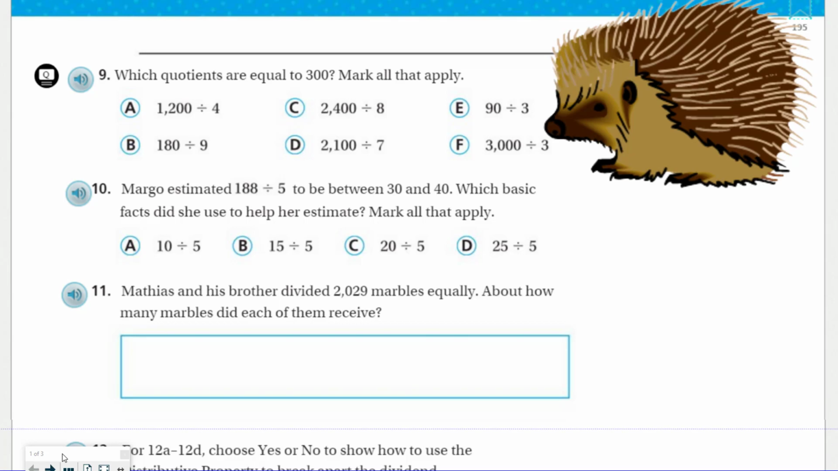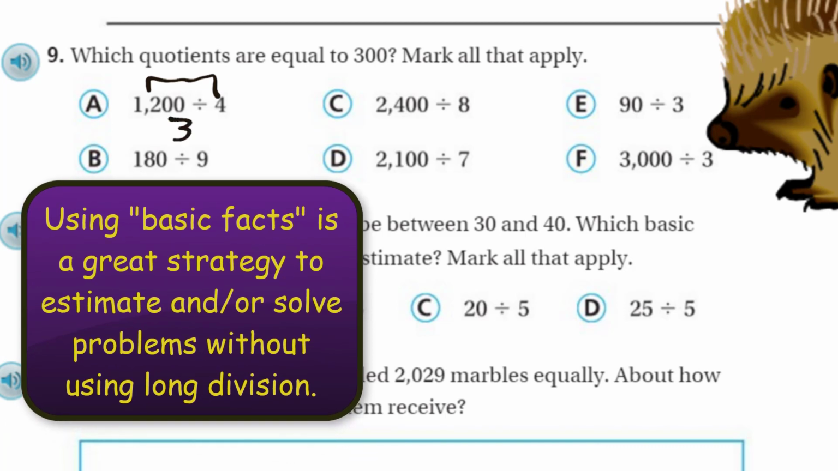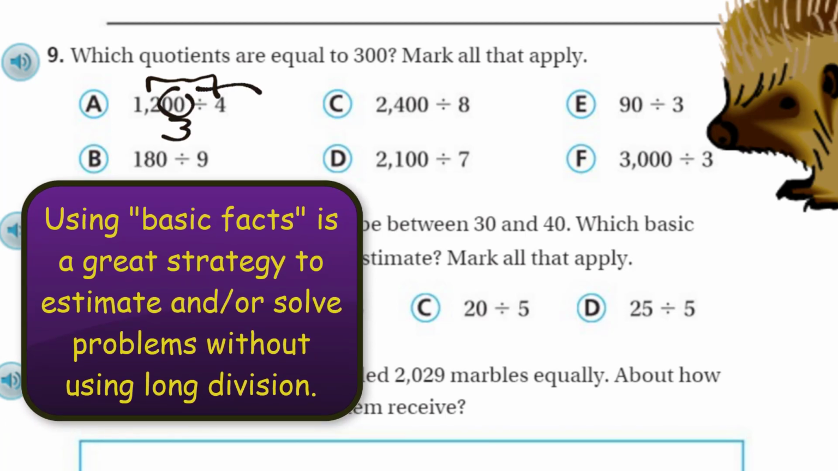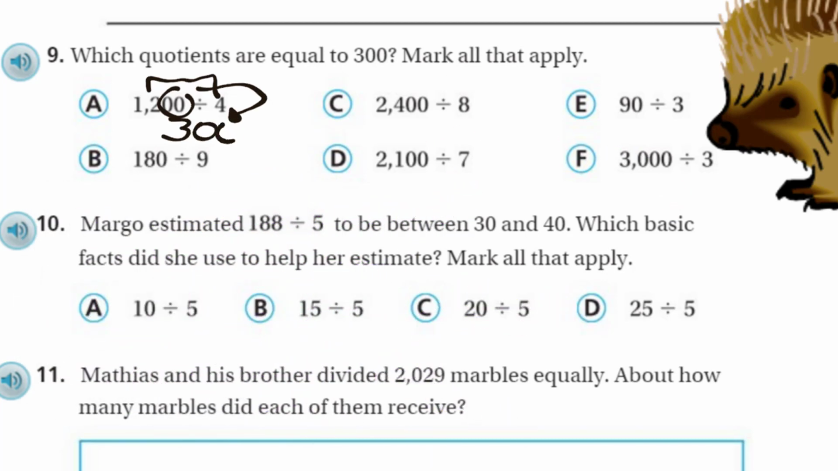Yes, we are on number 9. It says, which quotients are equal to 300? Mark all that apply. Okay, what I see here is a basic fact of 12 and 4, right? Because 12 divided by 4 is 3. And then, of course, we have 2 powers of 10 right here. So I'm just going to add those on to my 3. And you can see I'm going to have 300. So definitely A. I like A.